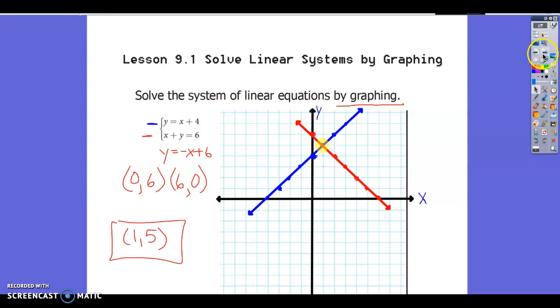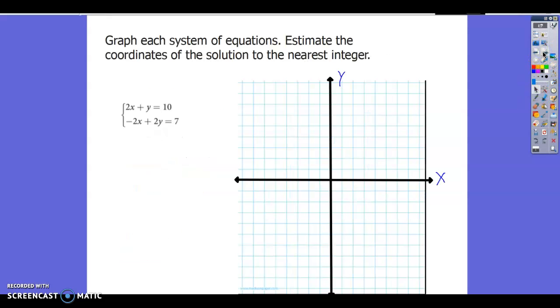All right, let's look at one more. It says graph each system, estimate the coordinates of the solution to the nearest integer. So pretty much the same thing. All right, so let's start with blue again. Let's do the first equation in blue. Again, I can find my x and y intercepts quickly, or I can solve for y quickly. Whatever you prefer is what you should do. But it's best if you know how to do both of these, because on state tests and the ACT, it's helpful if you can quickly do this.